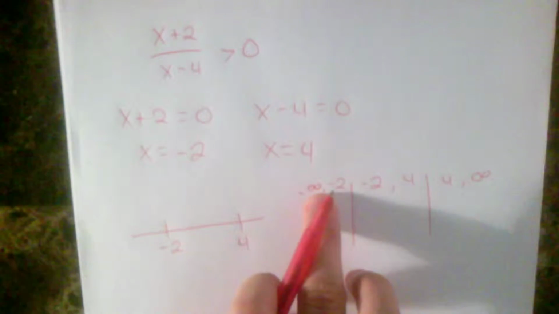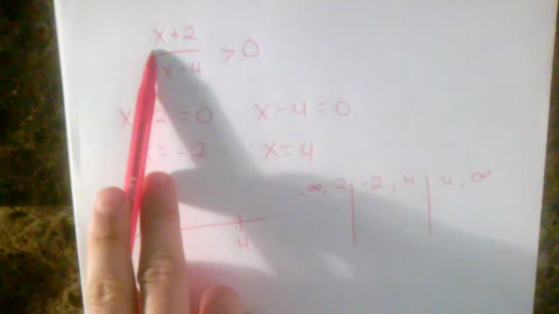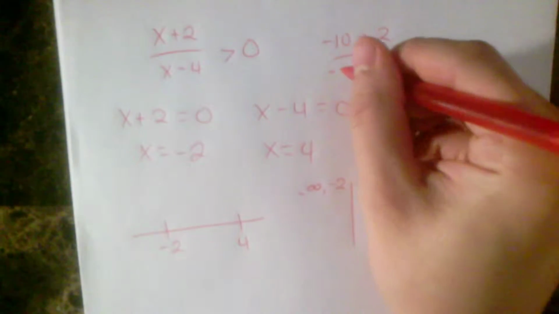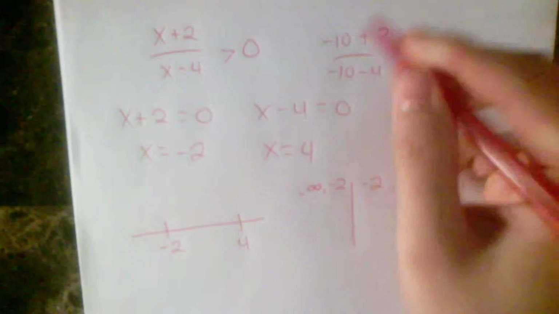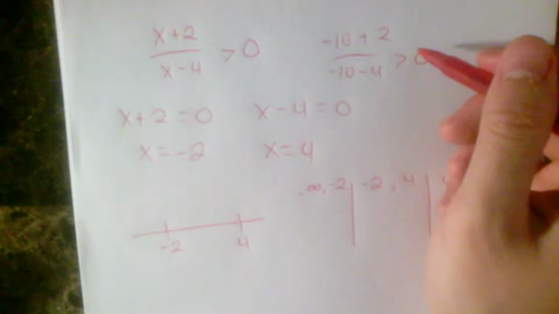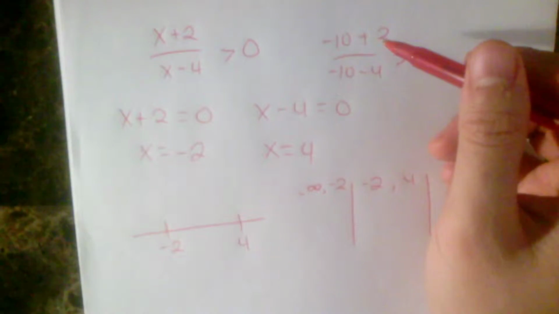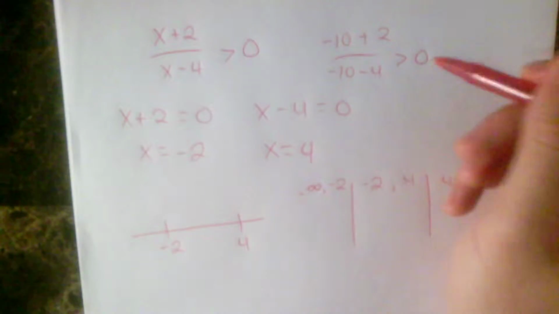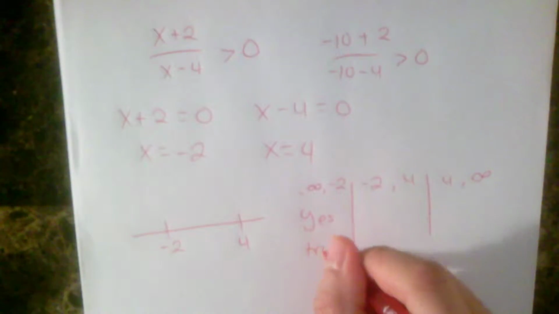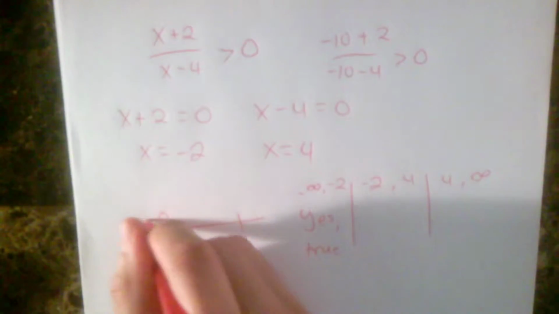So basically any number smaller than -2. I'm going to test like -10, okay? And I'm going to plug -10 back into this inequality right here. So (-10 + 2)/(-10 - 4) > 0. -10 plus 2 is -8. This is -14. -8 over -14 is a positive, 4/7. 4/7 is bigger than 0, so this checks out. So this would be a yes or a true. I think your book uses yes, I use true. And that means that we're going to have our line expand out this way.